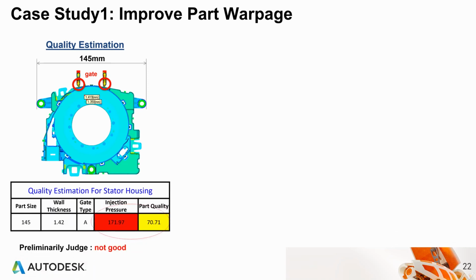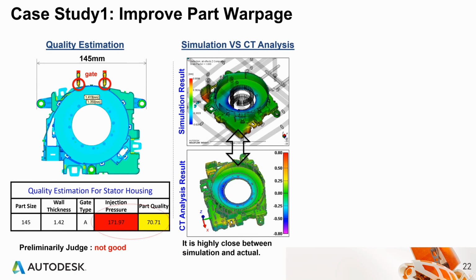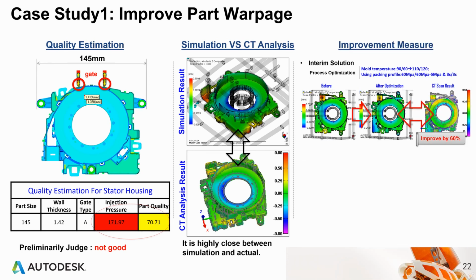From the database, we can see the part quality is not good. And we made a simulation with the process parameters they provided. As you can see, the warpage status is the same as the actual status. And then we optimized the processing conditions, and the warpage improved by 60%. But the warpage still can't meet the tolerance. So we have to find a better way for the hard tool.